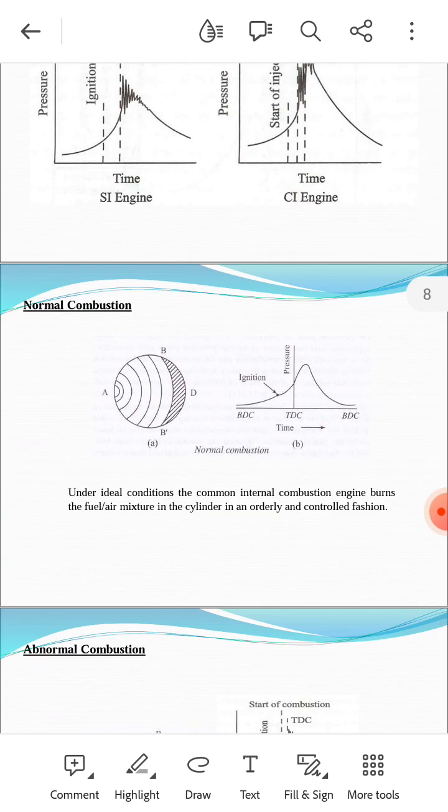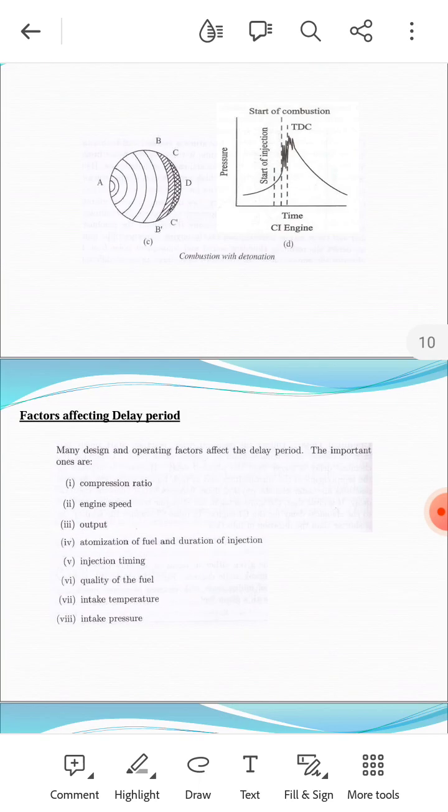The next one, normal combustion. Under ideal conditions, the common internal combustion engine burns the fuel-air mixture in the cylinder in an orderly and controlled fashion. Abnormal conditions.